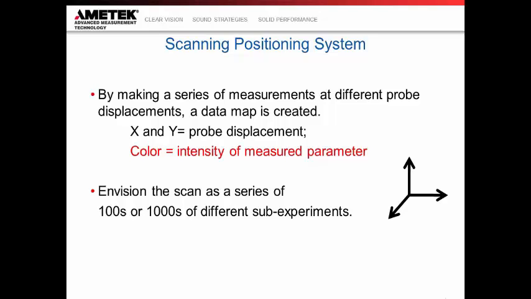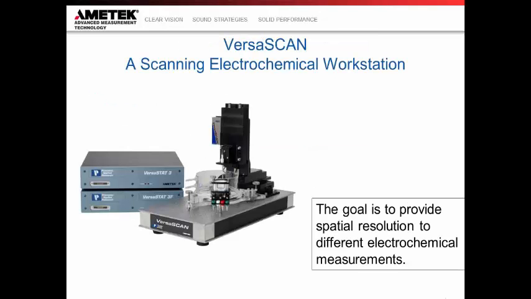So the series of events that's going to happen here is I'm going to make a small measurement with my probe, then move the probe a displacement in X, make another measurement, move it in X again, make another measurement, and once I complete the X line, I'm going to increment in Y and start again. It's going to run through and make a series of intensity measurements at different XY positions. So really we can envision the scan as a series of hundreds or even thousands of different sub-experiments. If you think about it, make a measurement, move, make a measurement. So those are some general comments on positioning systems and localized techniques.